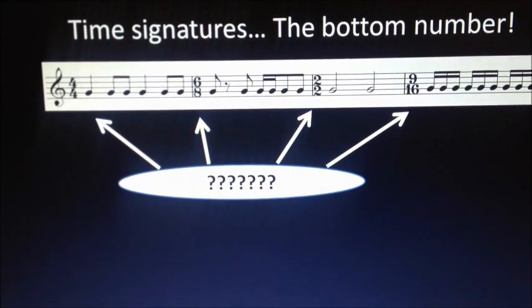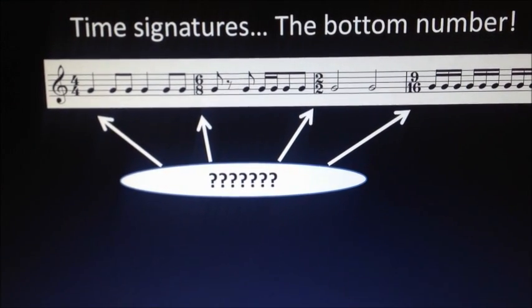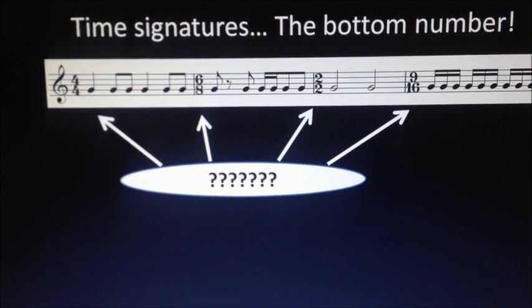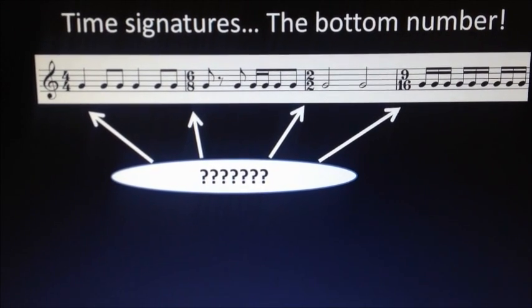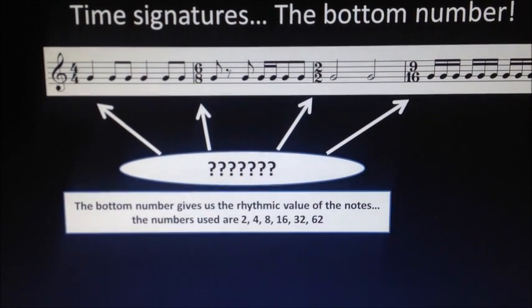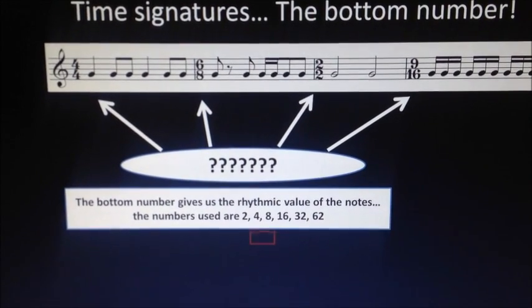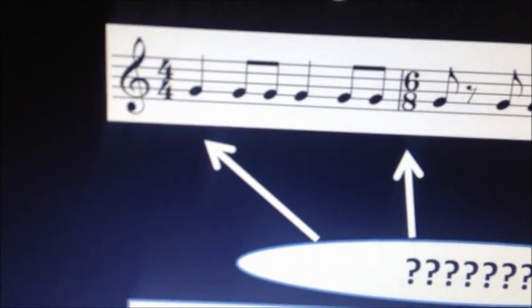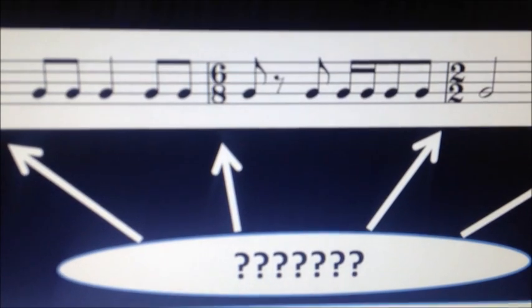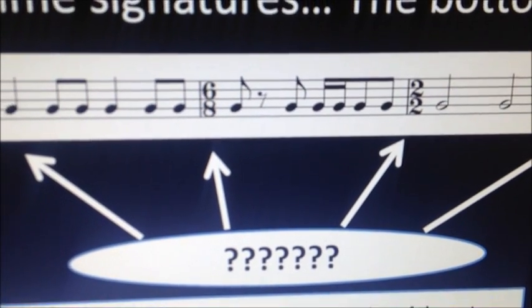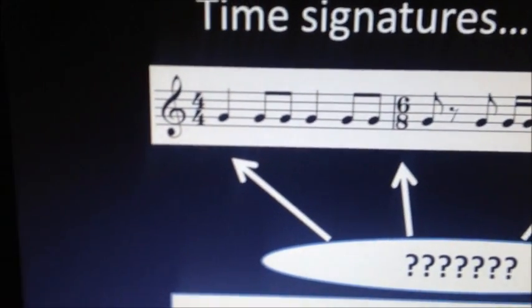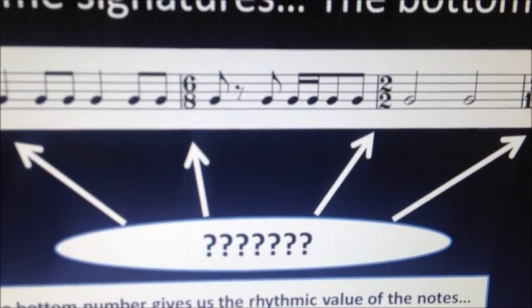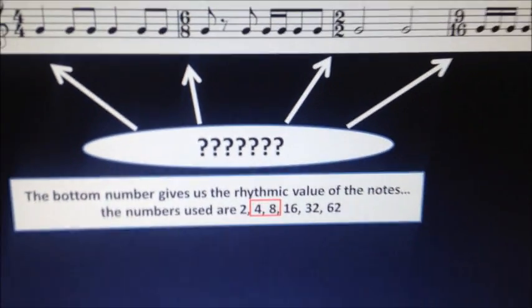Now, as for the bottom number, that's what we need to really explore in this video, and by answering the questions at the later stage of this video, you should be demonstrating your knowledge and understanding in this. The bottom number gives us the rhythmic value of the notes. So for example, if it's a 4 at the bottom, it represents crotchets. If it's an 8 at the bottom, it represents quavers. At this point, I would ask you this question: how many crotchets can you get in a bar? How many quavers can you get in a bar? That might help you understand it as we go along.